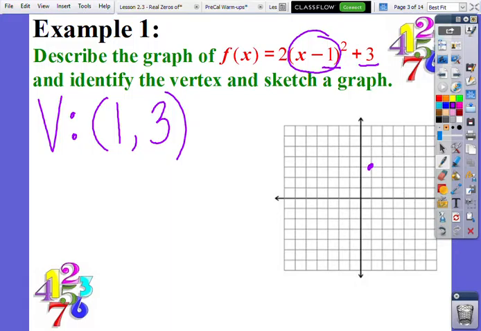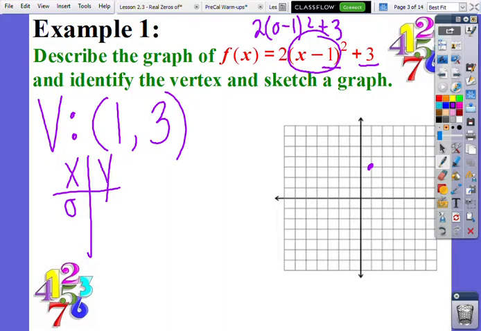And then I might want to go through and find some other information. So I might make me a little table for x, comma, y. And I'm going to choose something on one side of that vertex. Like I'm going to choose 0. And if I go up here and I plug in 0, 2 times 0 minus 1 squared plus 3, I can do that in my calculator. I can do that on my own, however you want to do that. I'm going to get 5. So I know I have the point 0, 5.